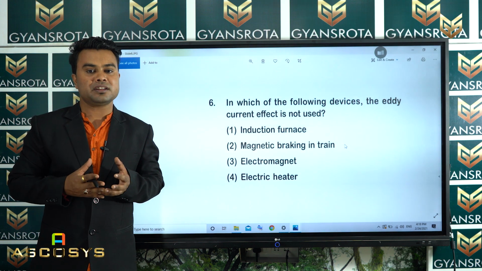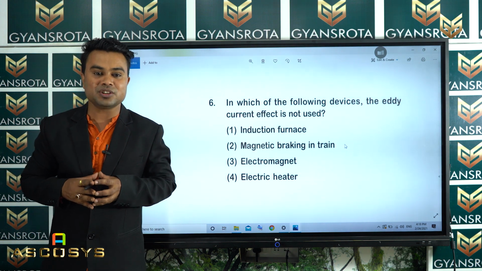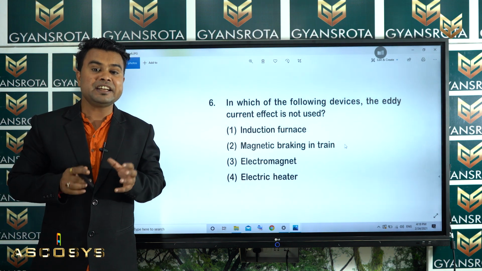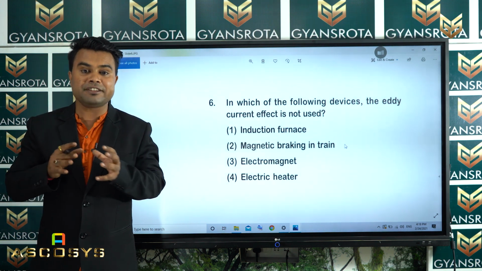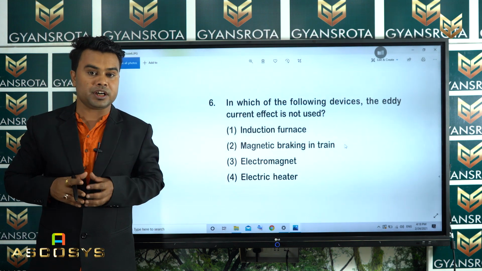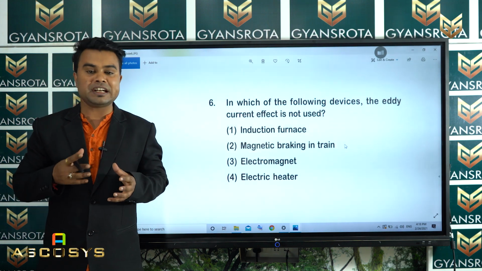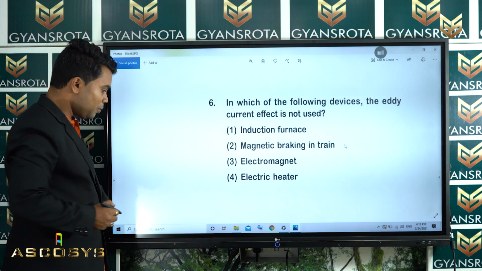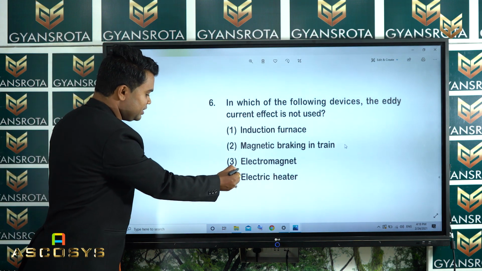And then electromagnet, from the chapter electromagnetic induction only. And if you see, electric heater uses the Joule heating effect, that is the heating effect of current. So eddy current is not used in that. So the correct answer for this one will be option 4. So option 4 you can take it.